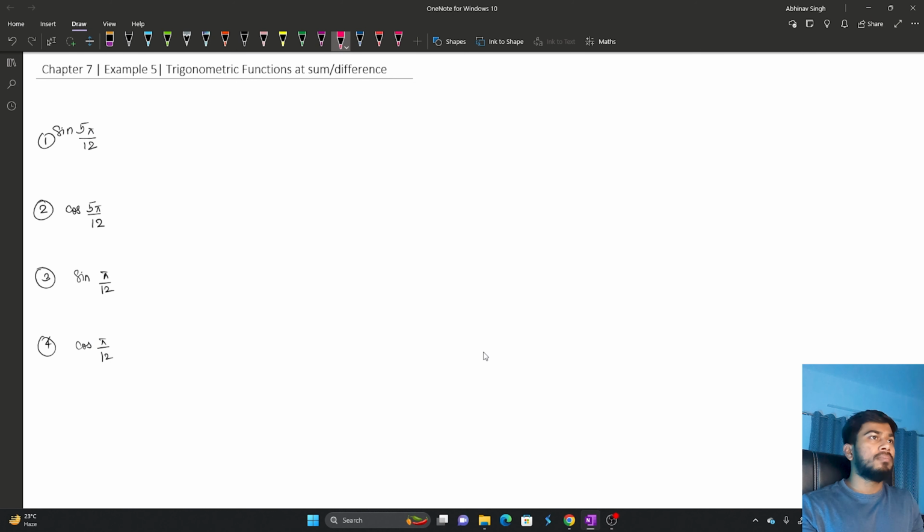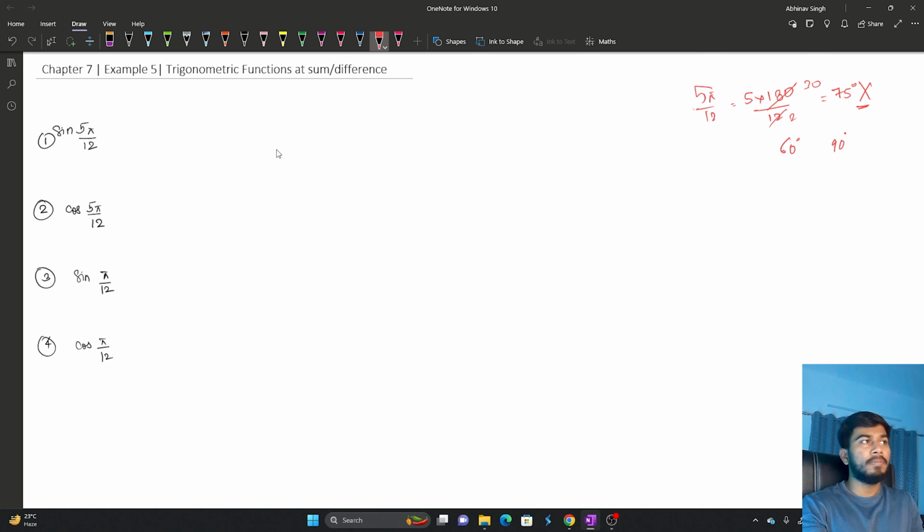Let's see this example. In this example we need to find the value of sine and cos at angles like 5 pi by 12 and pi by 12. If I try this question and I do not know which chapter it belongs to, first I will see: can I put the value of sine 5 pi by 12 straightforwardly? 5 pi by 12 is 5 into 180 by 12, which is 75 degrees. Do we know the value of sine and cos at 75? No. We know at 60 degrees, we know at 90 degrees, but we do not know at 75 degrees.